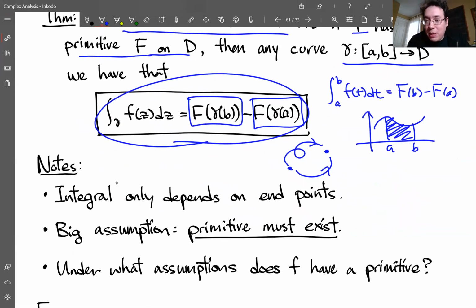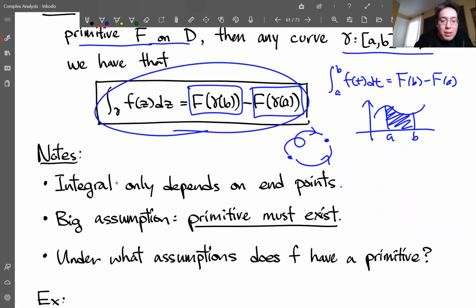So some notes about this theorem. The integral only depends on the endpoints. So the path you take in between doesn't matter. We don't have to do the actual path integrals. We just have to find the antiderivative and just look at the endpoints. This is a different way to compute that integral.